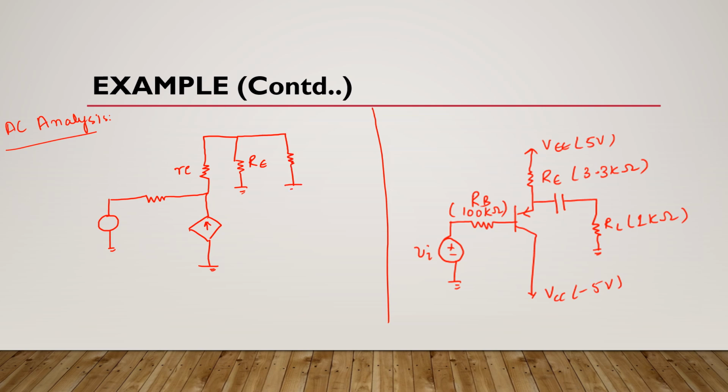So here we have RL, and this is VI, this is RB, this is IC, which is equal to alpha IE, and this is the direction of small signal emitter current. Okay, so this is your T model equivalent circuit for this PNP transistor.